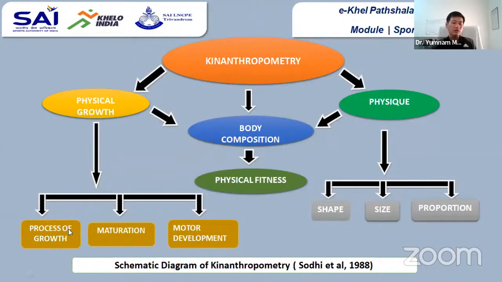What stages of growth occur during that time? Maturation, what happens during maturation? Motor development, what changes occur? What exercises, what skills, and what changes? Psychological, emotional, and physical changes during the adolescence phase, at the time of peak height velocity, what changes occur, are studied under this heading, physical growth.